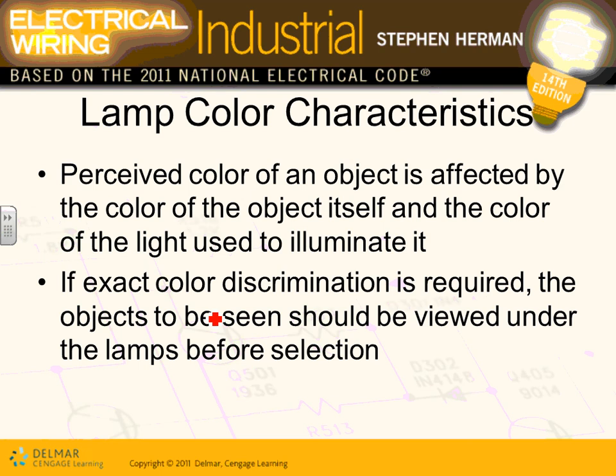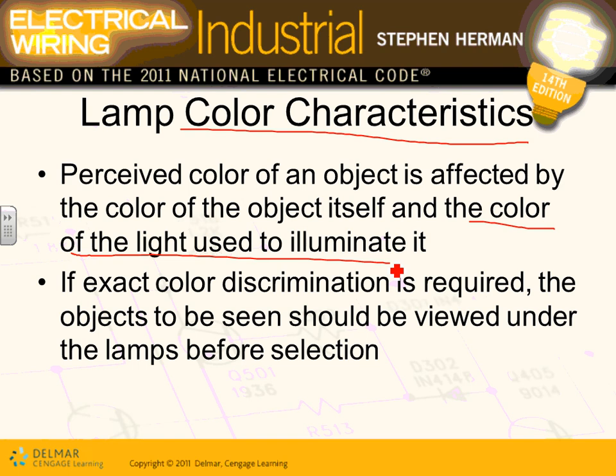Lamp color characteristics are a big deal, guys, because you can make things look different based on the type of light that you put on them. Objects will look different based on their own color and based on the color of the light you're throwing on them. We have no control over the color of the objects, but we do have direct control over the color of the light we throw at them. That decides something called the color rendering index. If the color rendering index is high for the fixture, that's a great fixture. It can discriminate between colors. If the color rendering index is low, this is a poor fixture in terms of color discrimination, so you can't put it in a place where you want to discriminate between colors.